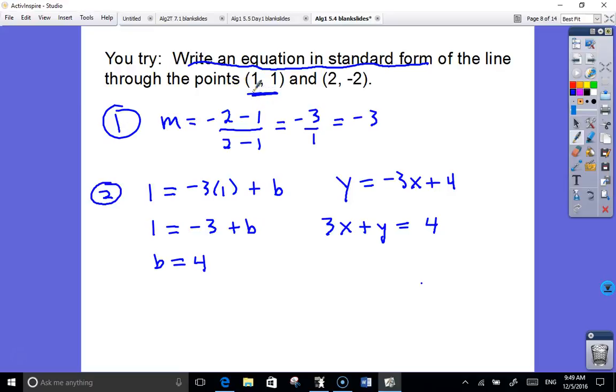Once you've done that, you have both the m and the b, so there you've got the slope-intercept form. But you don't need that. You need the one that has the x and the y on the left. So the last step, you've got to get that negative 3x onto the other side. If it's negative on the right, what's it going to be on the left? Positive. So 3x plus y. So the answer is that.